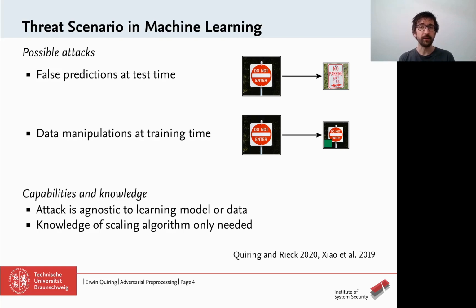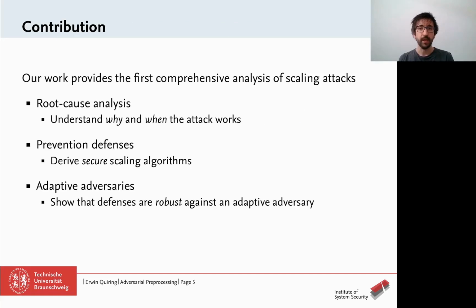We need to keep in mind that the threat model of scaling attacks is different to previous attacks, like the generation of adversarial examples. The attack is independent of the model, learning method, and training data, and we just need to know the parameters of a scaling operation. Standard libraries like TensorFlow have only a limited number of scaling options, so these parameters are not so hard to find out.